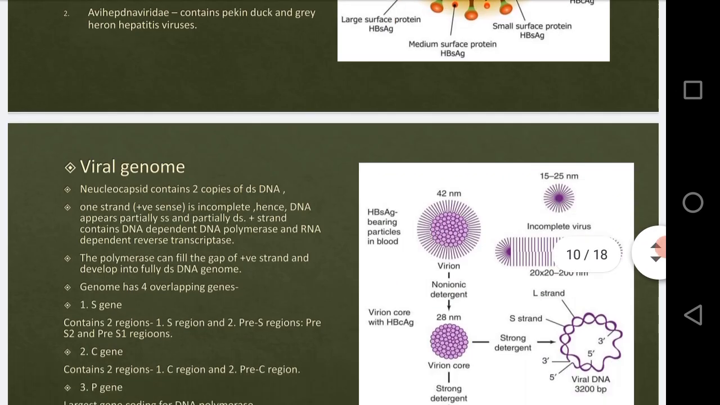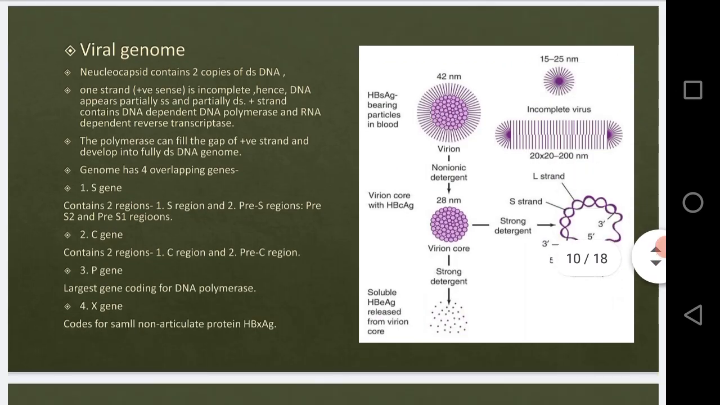Now we will see the viral genome and its antigens in detail. What are the properties of the genome of the hepatitis B virus? First, it has the nucleocapsid, the inner core. We saw this in the picture.